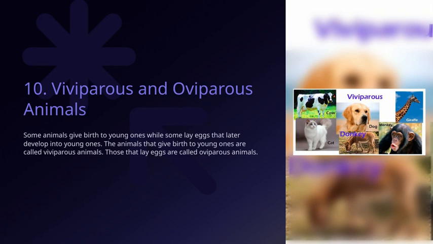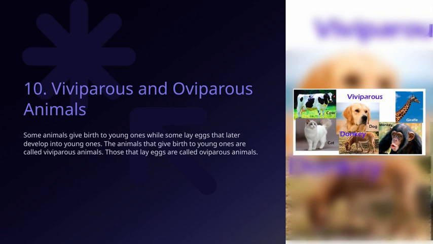Now, let's take a look at how different animals give birth to their young. Some animals are viviparous, which means they give birth to live young. These animals carry their babies inside their bodies until they are ready to be born. On the other hand, we have oviparous animals, which lay eggs. These eggs develop outside the mother's body, and the young ones hatch from these eggs later on.